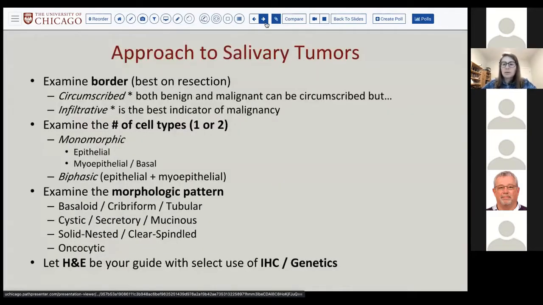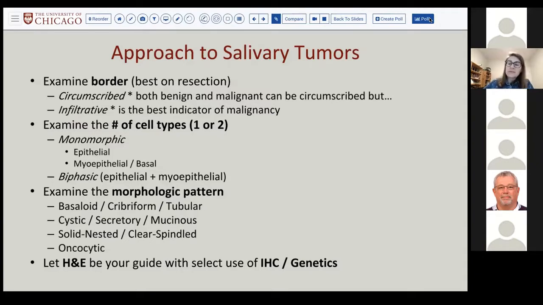Okay, so my approach to salivary tumors is as follows. Examine the border, which of course is best done on a resection specimen. If you're getting a core biopsy, that's nearly out, right? Circumscription is a great indicator of benign or generally low-grade malignancy, but both benign and malignant can be circumscribed. Infiltration is certainly the best indicator of malignancy in salivary gland neoplasms.